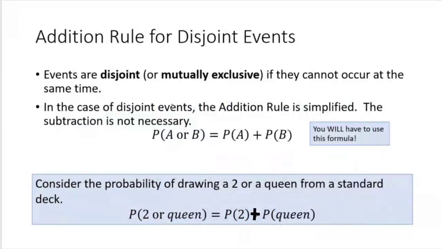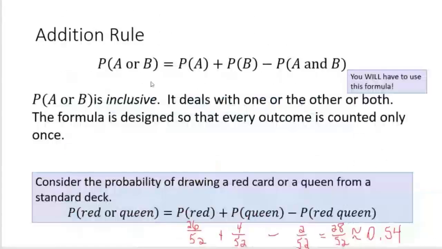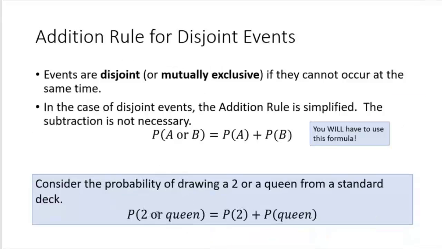Now, it's possible that they don't overlap at all. Some events, there's no overlap. They're totally disjoint, which is the same thing as mutually exclusive. They simply cannot occur at the same time. It's one or the other. And so if you have disjoint events, you don't have to do the subtraction part. So while I say over here, you will have to use this formula, in all honesty, you can just use this formula for all of those addition rules, but sometimes this would simply become a 0.